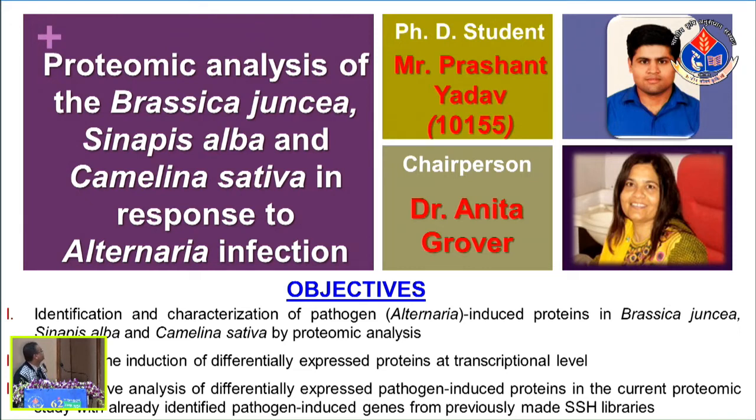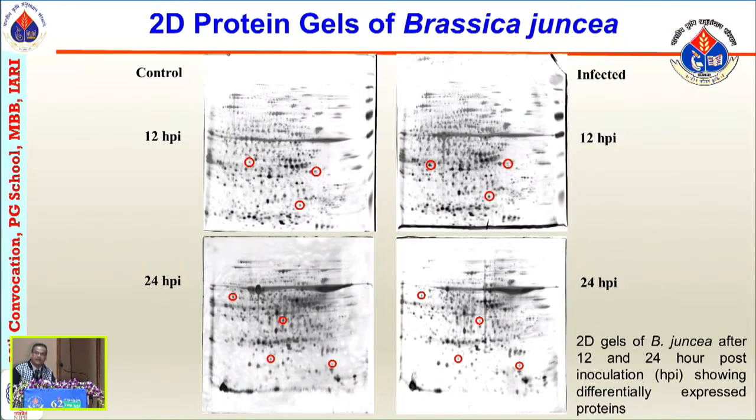Mr. Trossand carried out proteome analysis in 3 genotypes upon Alternaria infection: susceptible Brassica juncea, moderately resistant Sinapis alba, and also highly resistant Camelina sativa. Under the guidance of Dr. Anita Grover, we extracted protein from the 3 genotypes after Alternaria infection and ran it on 2D gels.